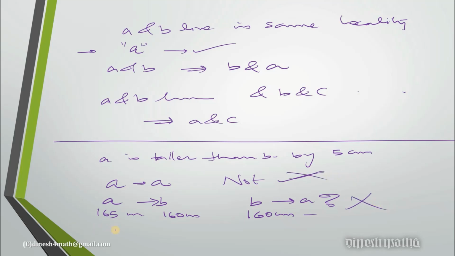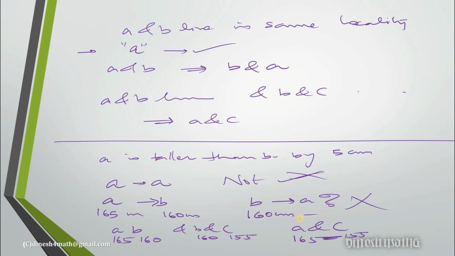Now the other case: if A is taller than B, A and B are related, and B and C are also related, then what about A and C? Here A is 5 centimeters taller than B, and B is already 5 centimeters taller than C. So if this is 165, 160, then 155 will come. So this will be 165 and 155. Clearly this is not 5 centimeters more than that. So it is not true.